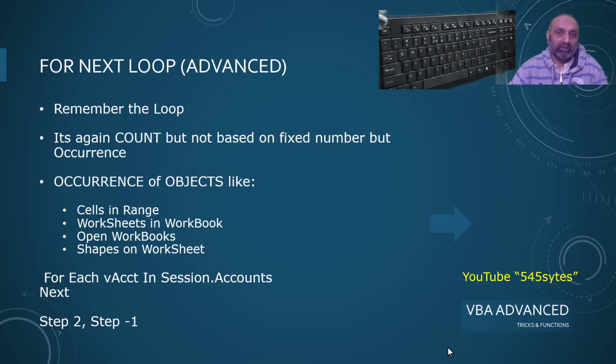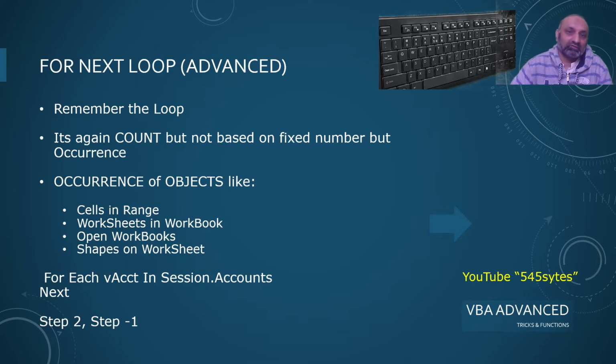When we use a For Next loop, after the word For we have a variable, and after the variable we have the range like 1 to 10,000 or 200 to 500, the number of times the loop should run. So instead of a fixed count, now we are going to learn how to use the For Next loop on the basis of some occurrence of an object.